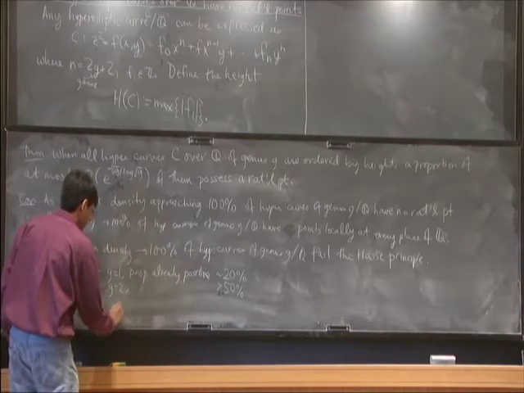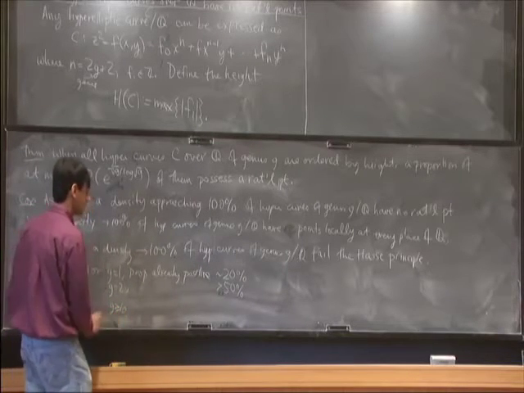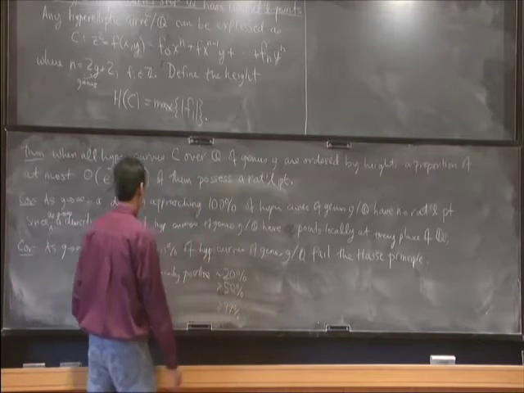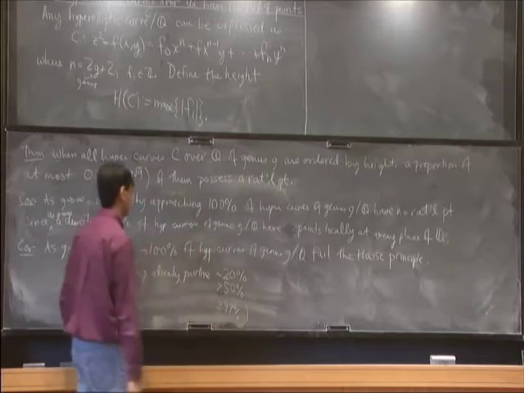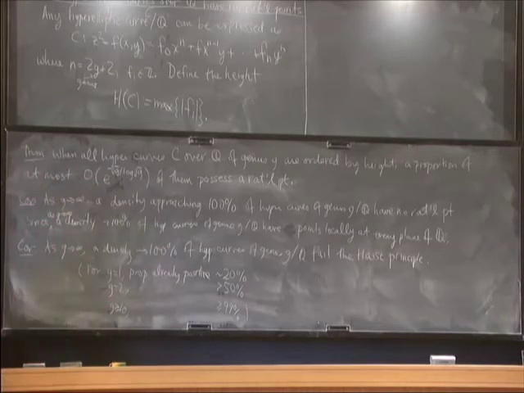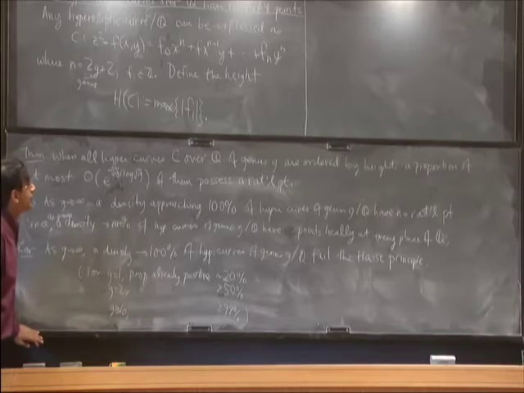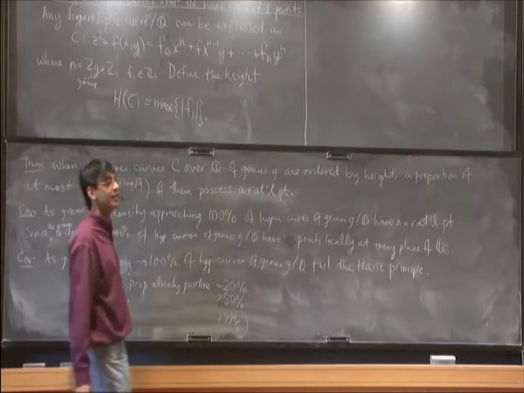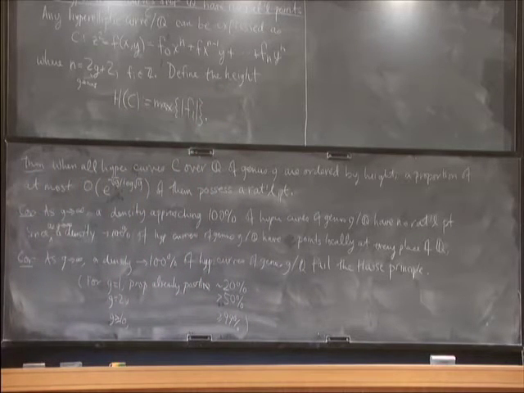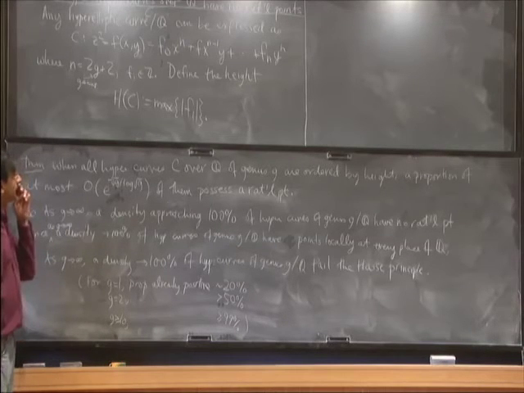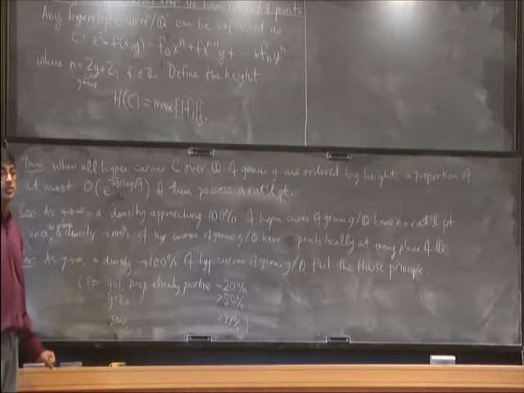And say you go to genus at least 10. I was just working this out. You're already at 99%. So once your genus is moderately high, you're very close to 100% chance of not having any rational point. So in elementary terms, what we're saying is that we have a polynomial of this type, a binary form of this type. The chance that it takes a square is very small, especially as the degree goes up. Okay, any questions about the statement?